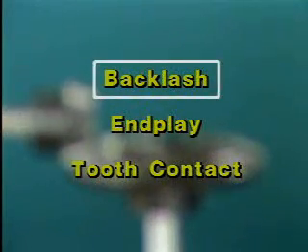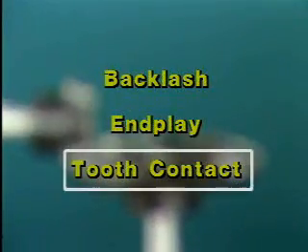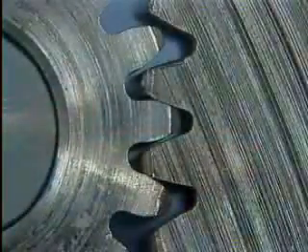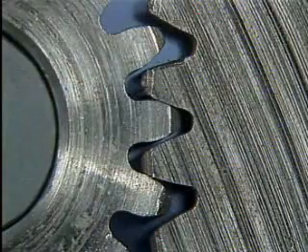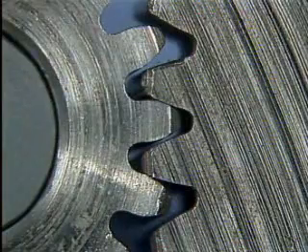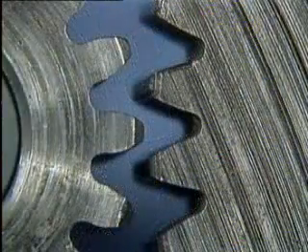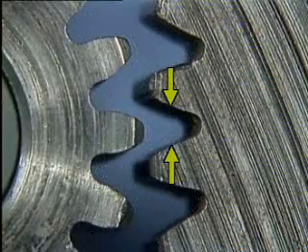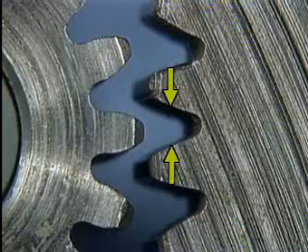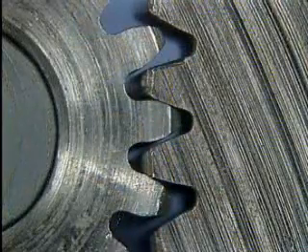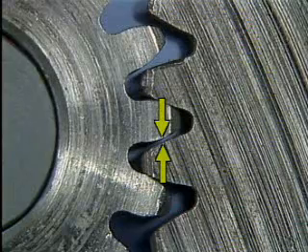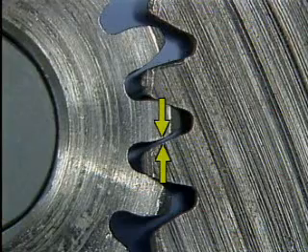These terms include backlash, end play, and tooth contact. Let's begin with backlash. In order to explain backlash, we'll use this set of spur gears. Basically, backlash is the difference in size between the teeth on the gears and the spaces they fit into as the gears mesh. When the gears are at the tightest part of their mesh, a space usually remains between the teeth on the gears. The distance across this space is referred to as backlash.